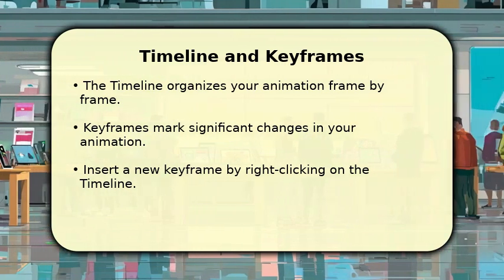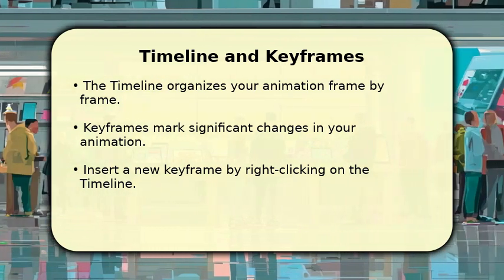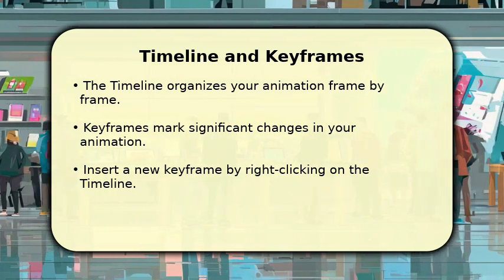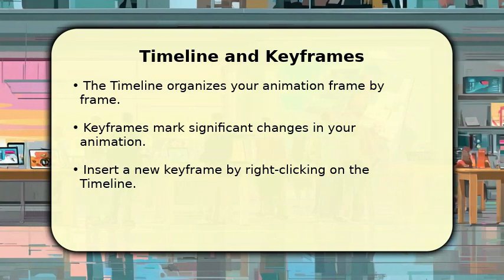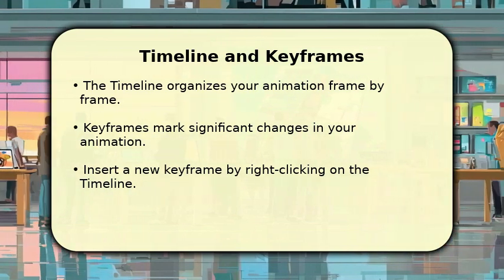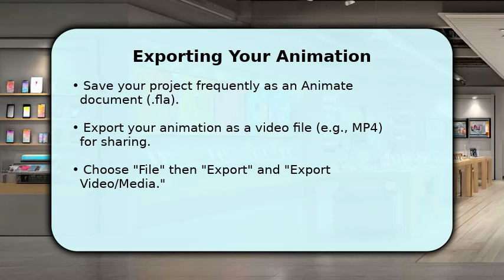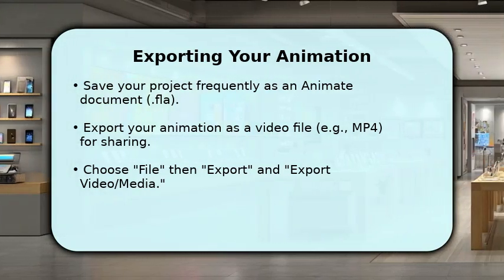For smooth movement, use motion tweens. Animate will automatically fill in the frames between your keyframes. Remember to set your frame rate, usually around 24 frames per second, for fluid playback. Finally, let's get your animation ready for the world.